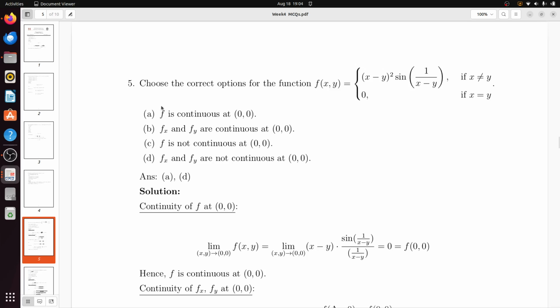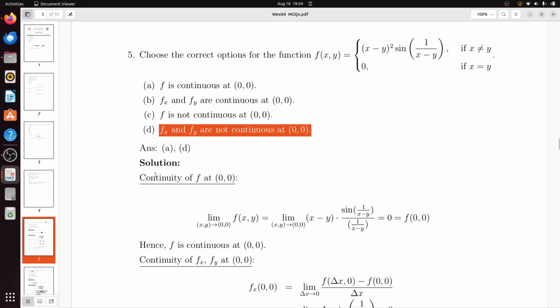So what is first A? A tells that f is continuous at (0,0). B tells fx and fy are continuous at (0,0). C, f is not continuous at (0,0). D, fx, fy are not continuous at (0,0). Now, how to determine? So first you need to determine the continuity of f at (0,0).